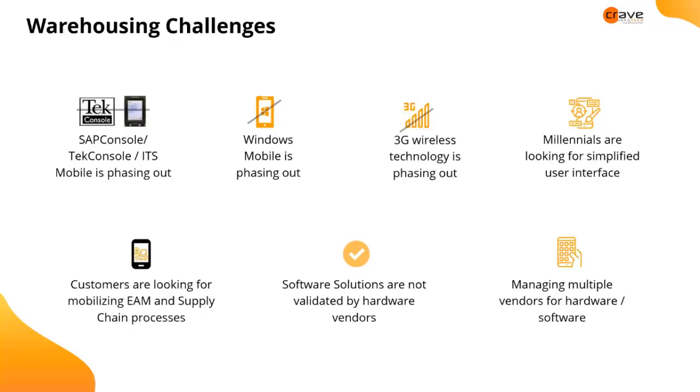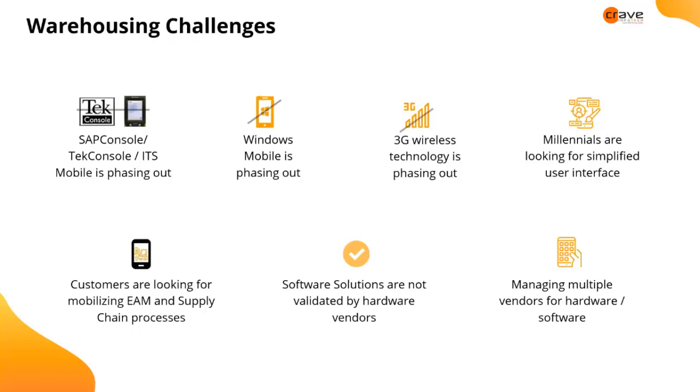So let's talk about some of the challenges right now, especially in the warehousing space. SAP console, tech console, ITS mobile: these technologies are old. They're phasing out. Windows mobile is phasing out. 3G wireless technology is already phased out. Millennials are looking for a new and simplified user interface. Customers are looking for mobilizing EAM and supply chain processes. Software solutions are not validated by hardware vendors, and I will talk about that a little bit more. And you have challenges managing multiple vendors, one for software, one for hardware, one for middleware.